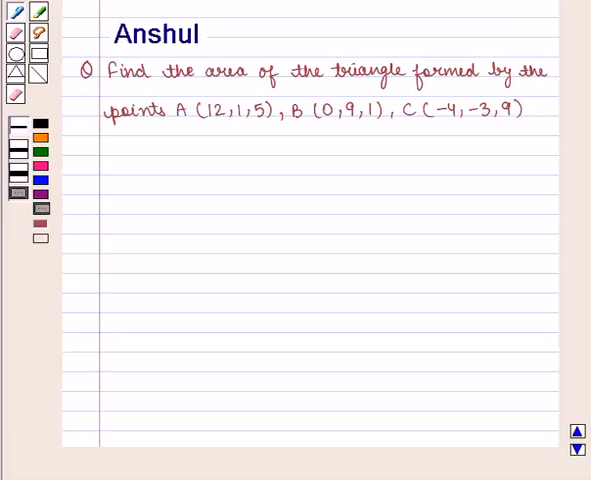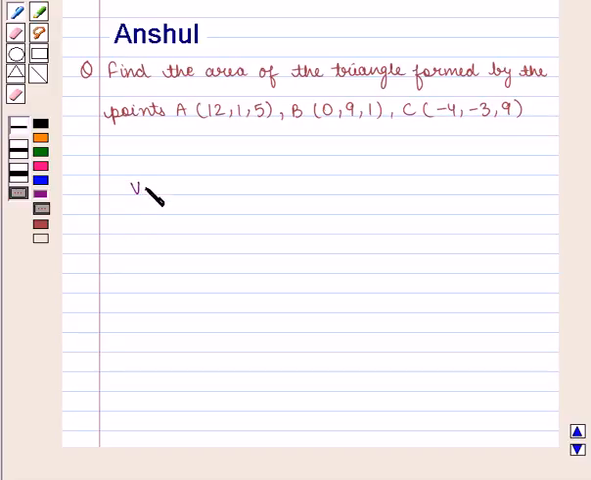In this session, we are going to discuss the following question, which says: find the area of the triangle formed by the points A with the coordinates 12, 1, 5, B with the coordinates 0, 9, 1, and C with the coordinates minus 4, minus 3, 9.